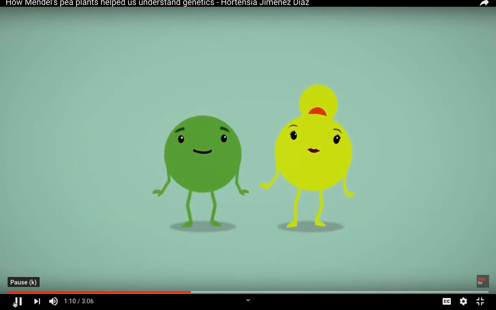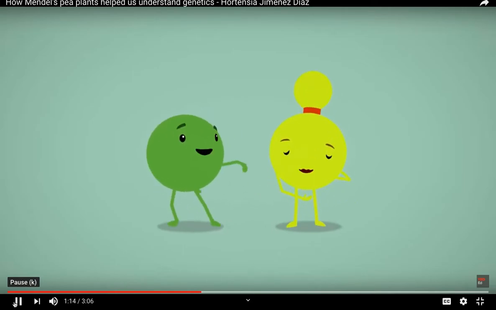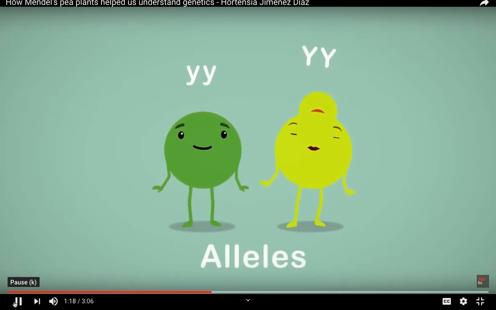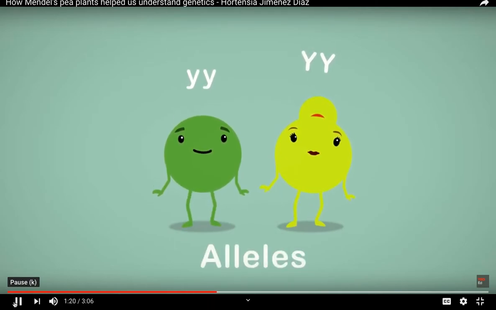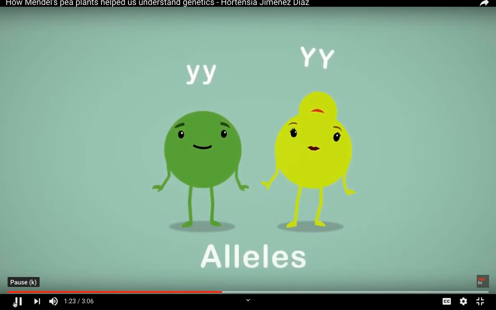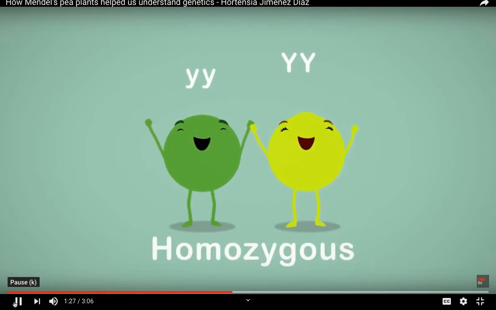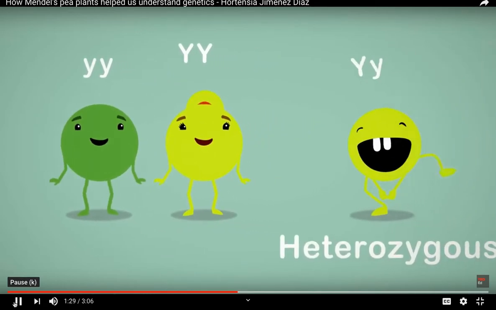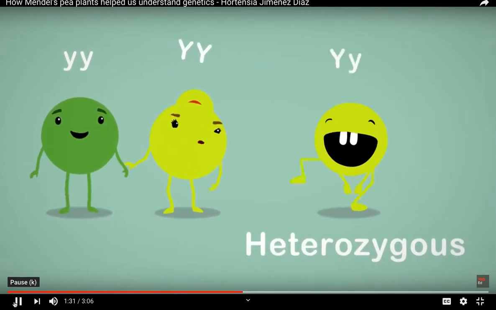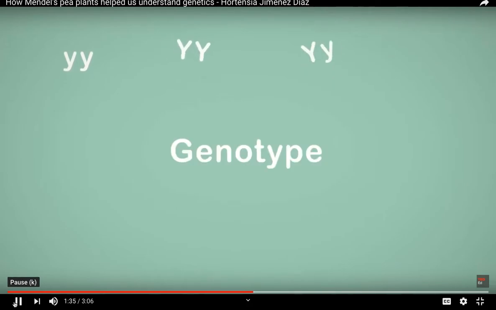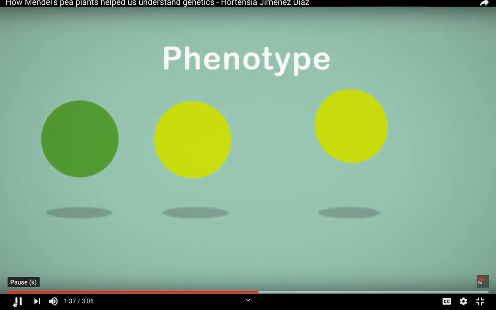From those results, Mendel inferred that each trait depends on a pair of factors, one of them coming from the mother and the other from the father. Now we know that these factors are called alleles and represent the different variations of a gene. Depending on which type of allele Mendel found in each seed, we can have what we call a homozygous pea, where both alleles are identical, and what we call a heterozygous pea, when the two alleles are different. This combination of alleles is known as genotype, and its result, being yellow or green, is called phenotype.